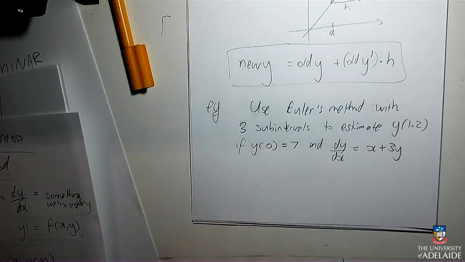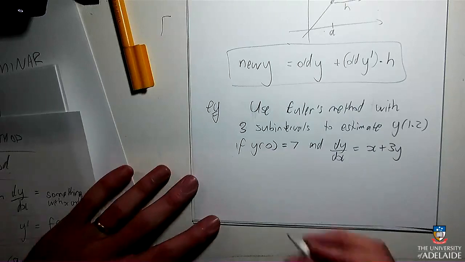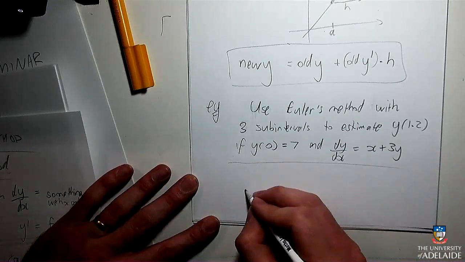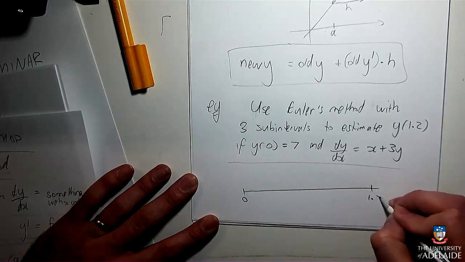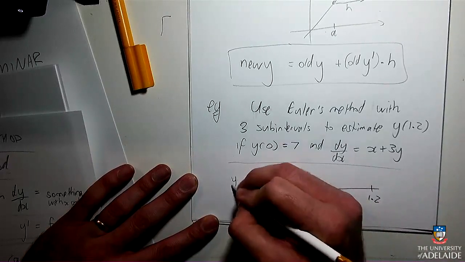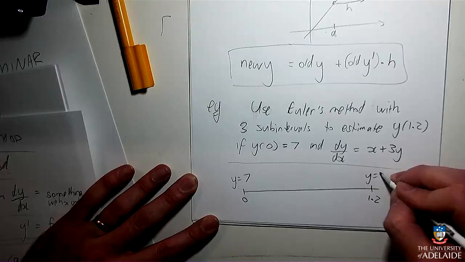Okay. So what we have to do is we have to say, well, what's the h? What's the distance I'm moving? And then I can use this formula, new y is old y plus old y dash times h, to figure out what each new y is in turn. And most people do it in a little table, but it doesn't really matter. But first I'm going to draw my picture. My picture is this. Here is 0, here is 1.2, and the value of y here is 7, and the value of y here is what we want to know.